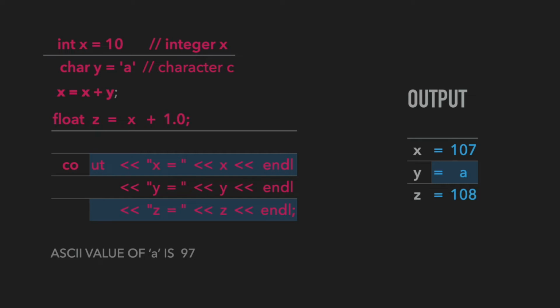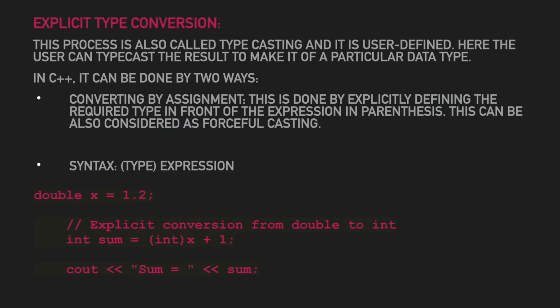Now we will see what is explicit type conversion. Well, explicit type conversion is also called user-defined type conversion, which we often call forceful casting. You forcefully change the type of the particular data. In this example, you can see the syntax, right? First there is a type in brackets, then you write the expression. Now let's see the example given here. The initialization is double x is equal to 1.2. So the value of x is 1.2.